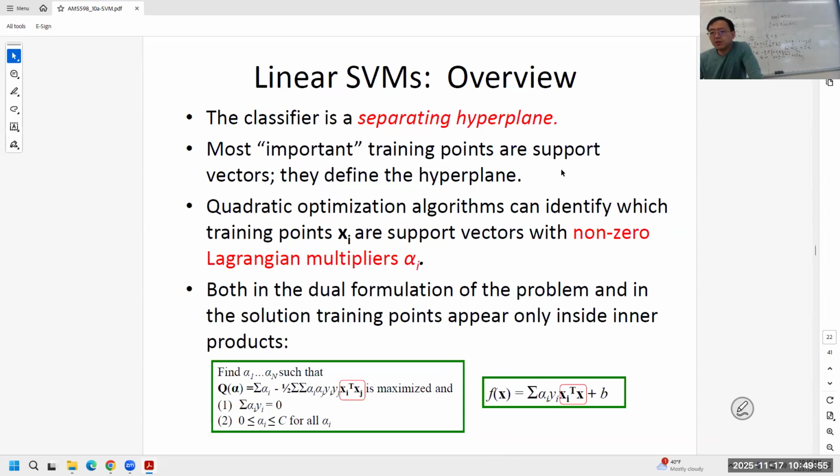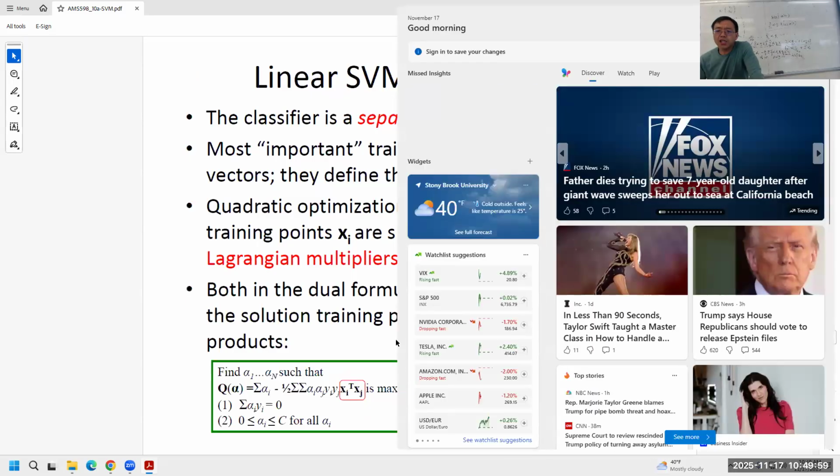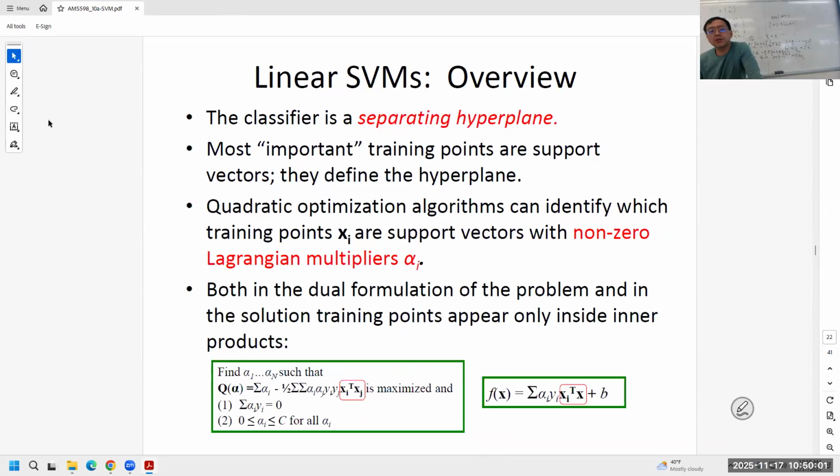This is what we're going to do in the next class. We're going to generalize from the linear SVM to the nonlinear SVM by introducing the concept of a kernel, which can really make the SVM more powerful and more applicable in the real world. The classification right now is still a separating hyperplane, and the most important training points are the support vectors.